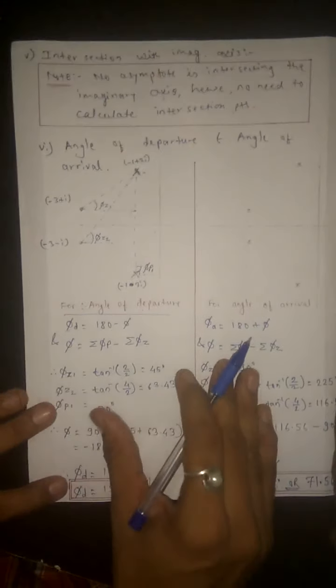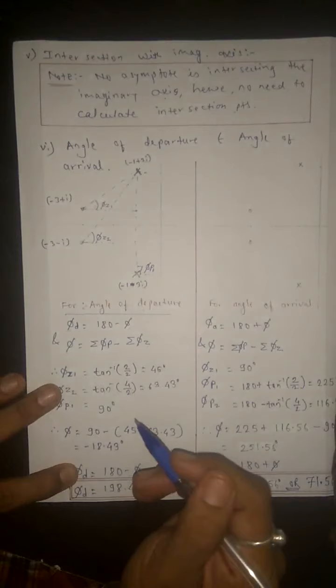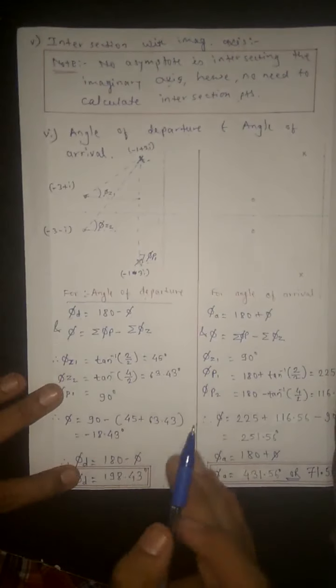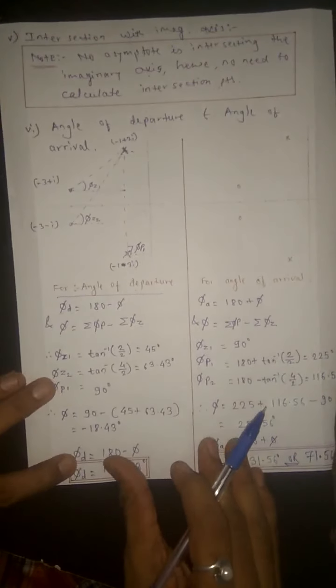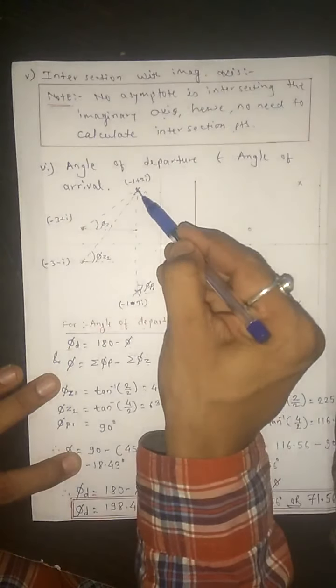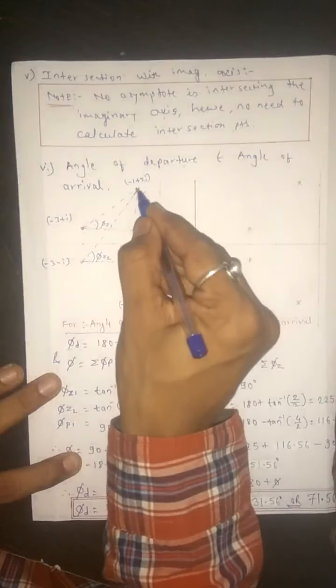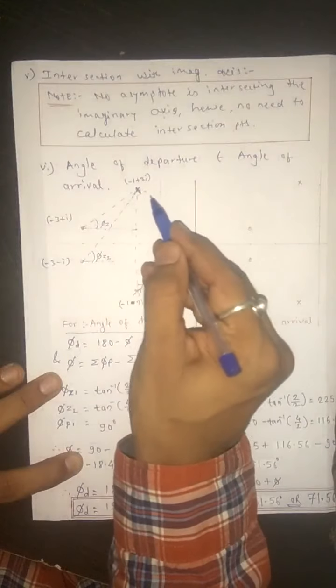Now the most important step for this numerical is the angle of departure and angle of arrival, because we have two complex poles and two complex zeros. Both parts, angle of departure and angle of arrival, should be calculated. Firstly we will talk about the angle of departure. We have two complex poles here, -1 + 3i and -1 - 3i. At either position you can calculate the angle of departure. Suppose we decide on this pole where we need to calculate the angle of departure.